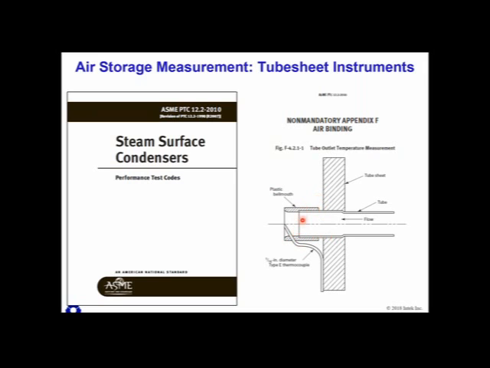Now this tube end is a little bit exaggerated. They don't stick out that far. But this is the water box side of the tube sheet. This is the steam side of the tube sheet that you can't see from the water box. But you would go in and you would attach temperature sensors.